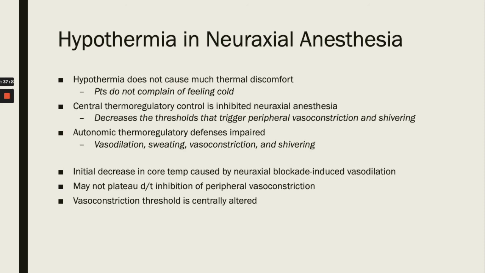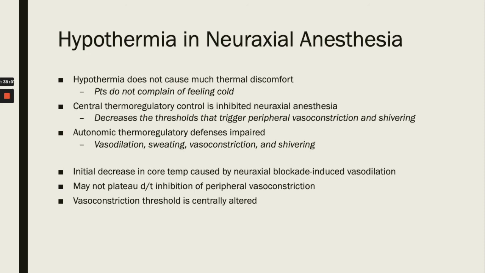Okay, so hypothermia and neuroaxial anesthesia. Hypothermia does not cause much thermal discomfort, so the patients don't complain of feeling cold per se. Our central thermoregulatory control is inhibited by neuroaxial anesthesia. So this decreases the threshold that triggers the peripheral vasoconstriction and shivering. So with that, our autonomic thermoregulatory defenses are impaired. So our responses to heat and cold are totally impaired, and the patients don't have that normal response.